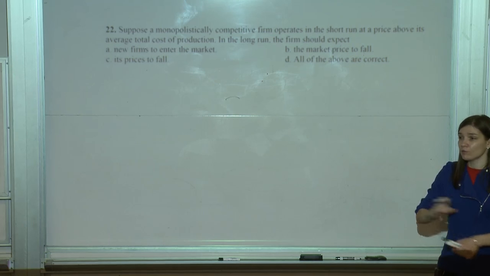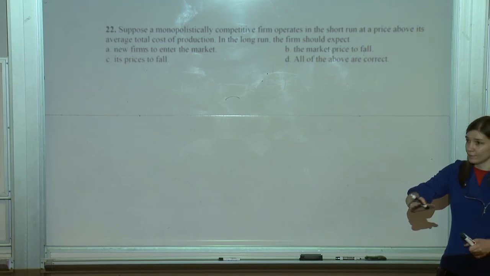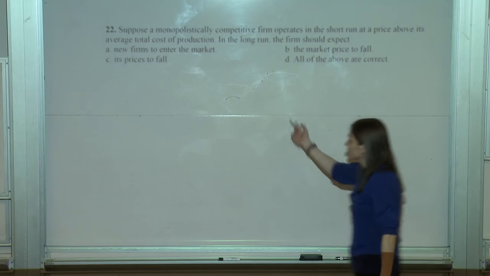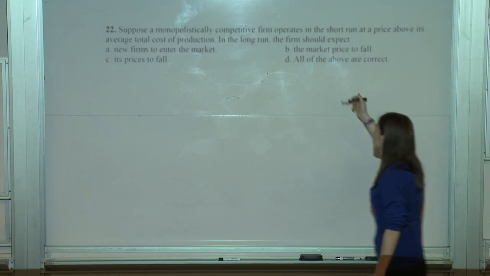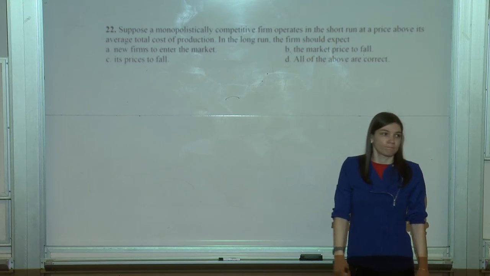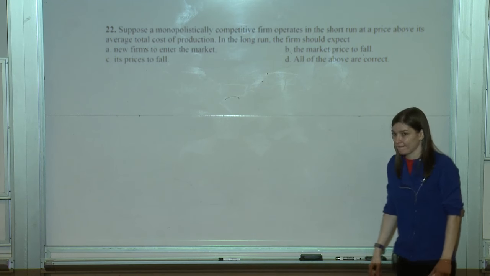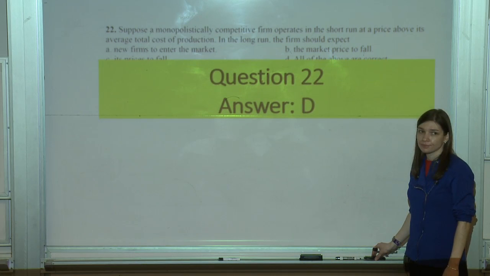What's going to happen in monopolistic competition, as we saw before, because of the profit and there's no barriers to entry, new firms are going to enter this market, the demand curve is going to shift to the left, right? And therefore, the new firms will enter, and the price in the market is going to fall as the demand curve shifts. So all of the above. All right, the answer here is D.